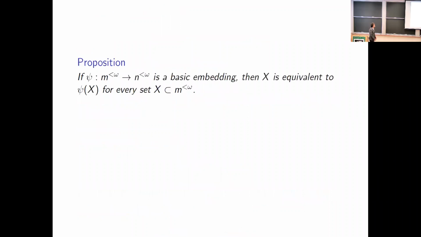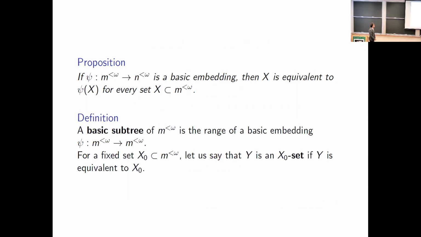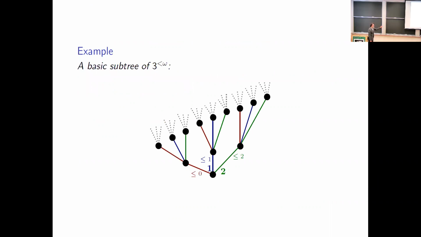And this keeps the equivalence, so there's nothing strange happening. A basic subtree is the image of the original tree inside. Yes, yeah. And x0 is simply equivalent to x. And this is the picture of a strong analog of a strong subtree of height 3.